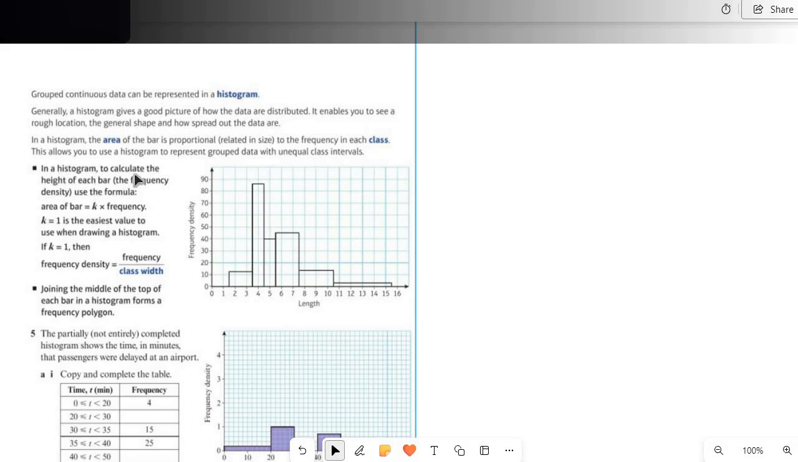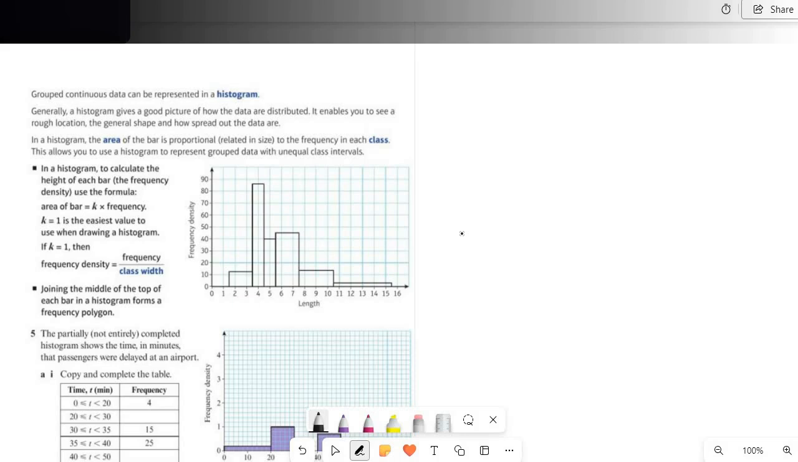In a histogram, to calculate the height of each bar, which is the frequency density, use the formula where area of bar is equal to k times frequency. K equals 1 is the easiest value to use when drawing a histogram. If k equals 1, then frequency density is equal to frequency divided by class width. Joining the middle of the top of each bar in a histogram forms a frequency polygon.